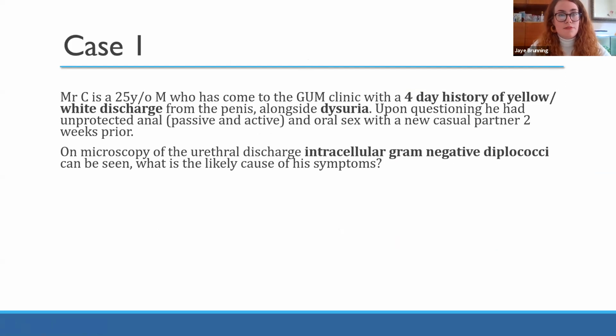So Mr. C is a 25-year-old male who's come to the gum clinic with a 4-day history of yellow-white discharge from the penis. So I think that's important. And he's also got dysuria. When you question him, he's had unprotected anal sex and oral sex for the last 2 weeks. And on microscopy of the urethral discharge, you see an intracellular gram-negative diplococci. So the question I have is, what's the likely cause of the symptoms?